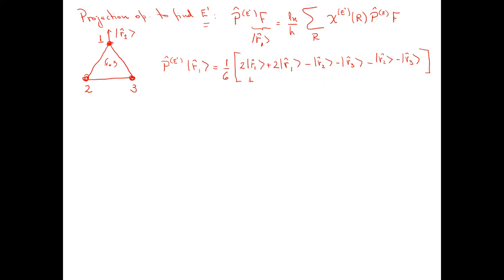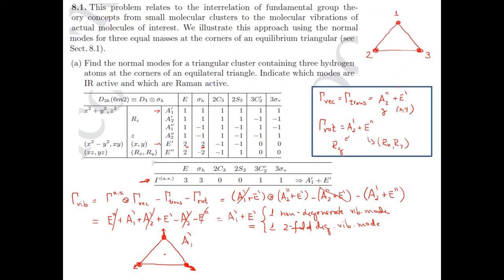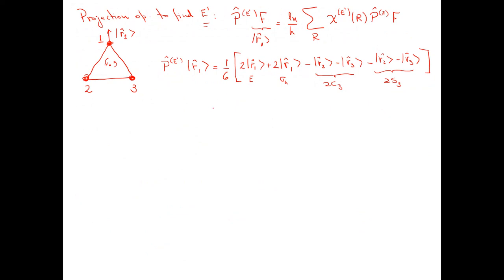So this is the identity, this is sigma h, this is 2C3, and this is 2S3, right? And the other characters are 0, and then I'm done. So the result of that exercise is 1/3 of 2 R1 minus R2 minus R3.